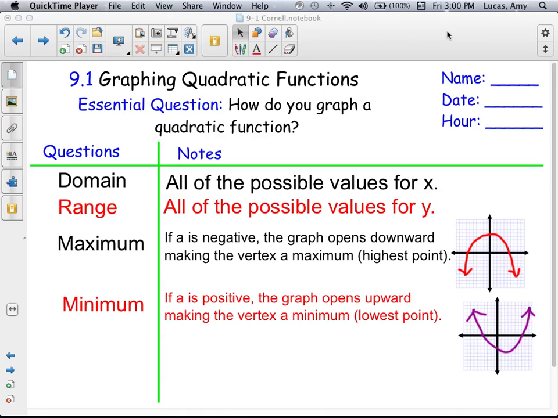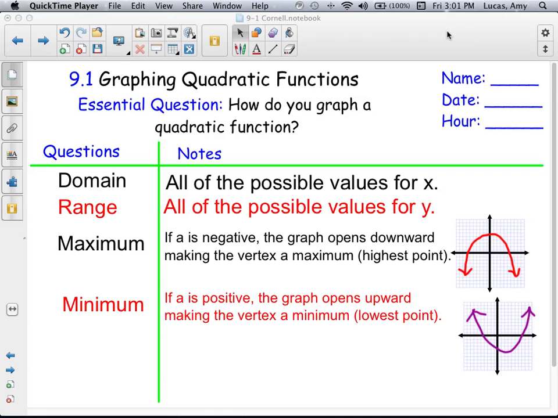Back in chapter 1, we talked about how the domain represents all of the possible values for x, and the range is all of the possible values for y. Those things were pretty easy to find in chapter 1 because we were just looking at sets of ordered pairs. Now we're going to be looking at graphs and really expanding our knowledge of domain and range.